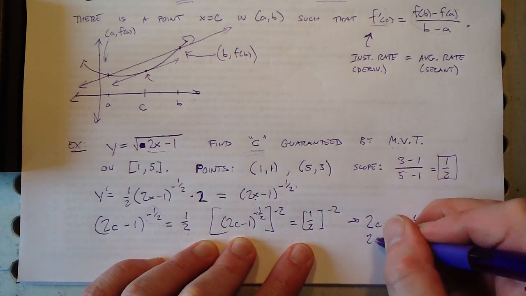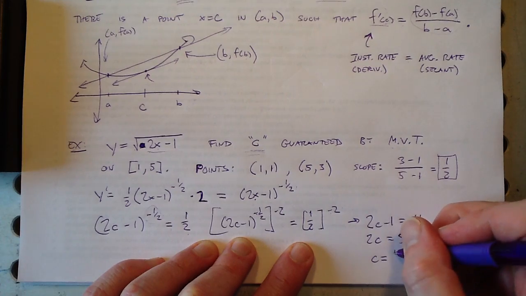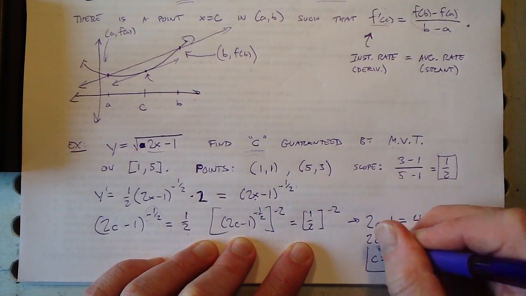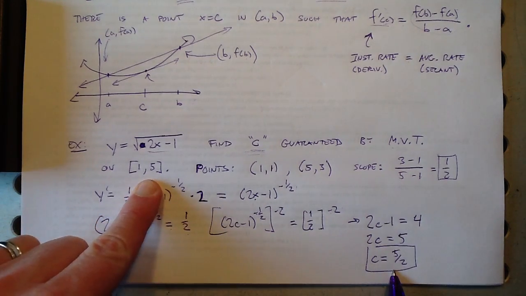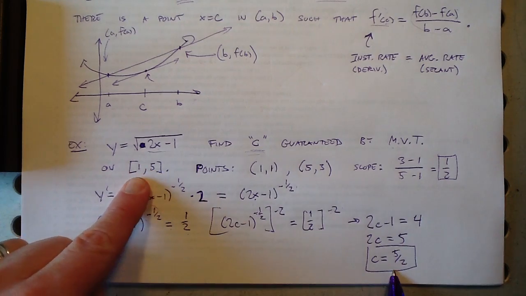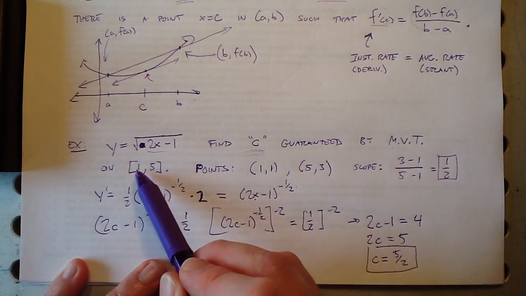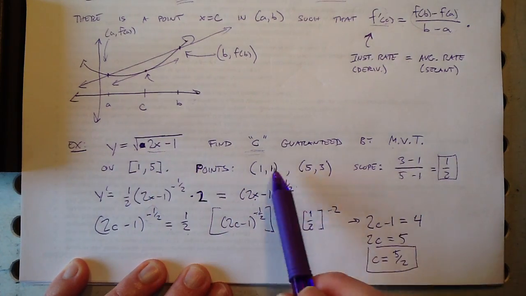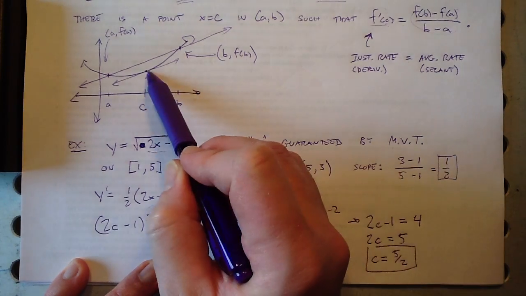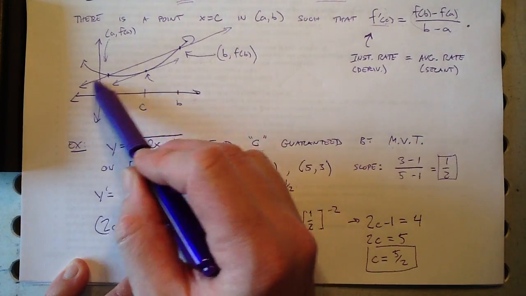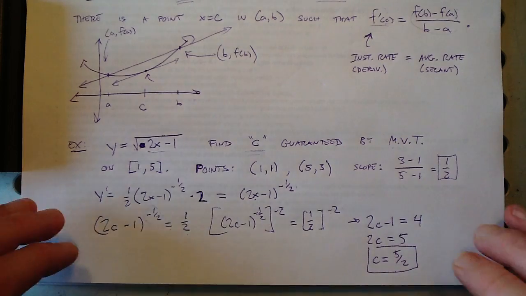So 2c is equal to 5. C is equal to 5/2. And that's good. We were looking for an answer. It better be in between 1 and 5. And of course 2.5 is between 1 and 5. So what does that mean? It means that if you connect the 1 and the 5 on this function, in other words, if you connect these 2 points, this is the place where the derivative has the same slope as that secant line. That's what we found.